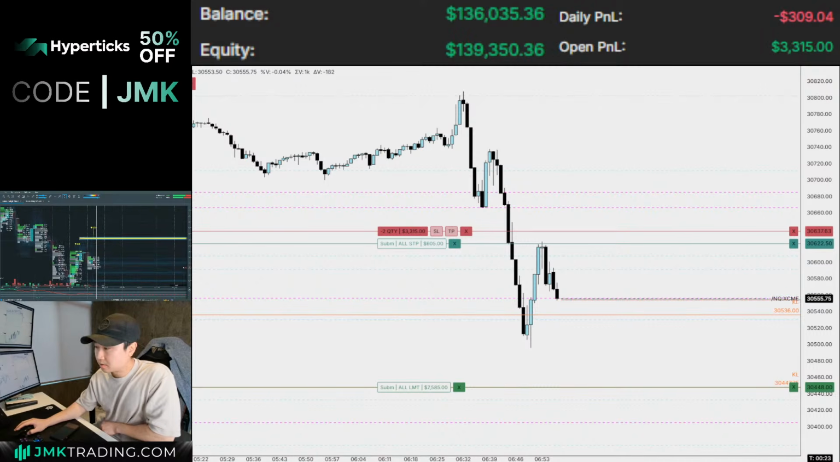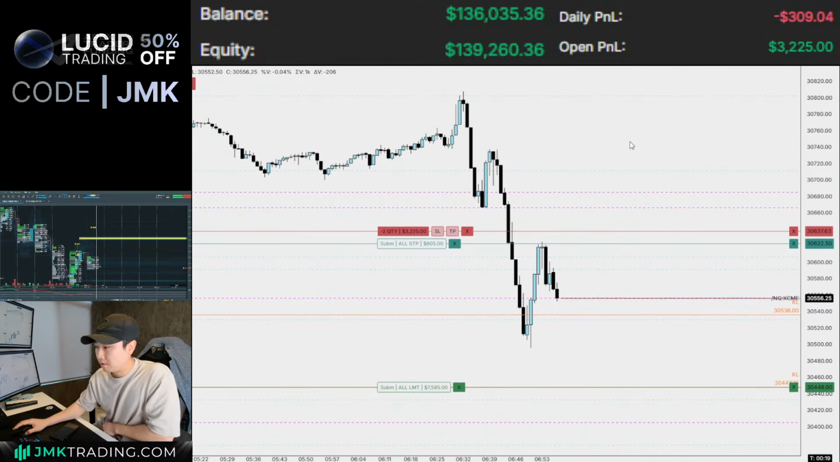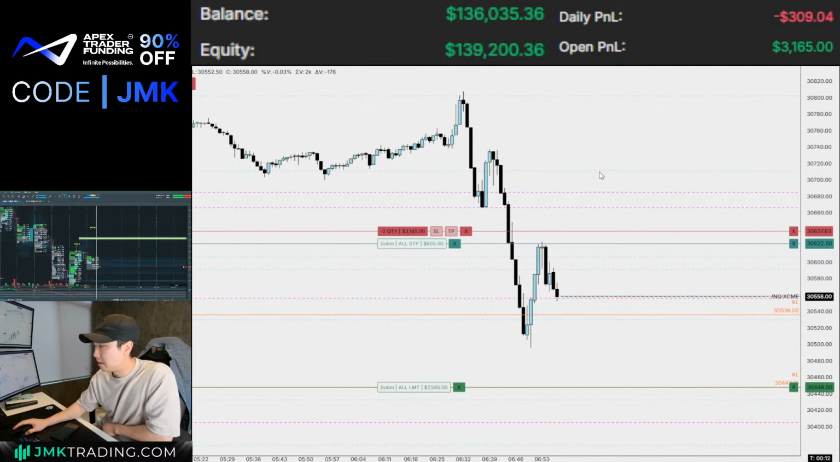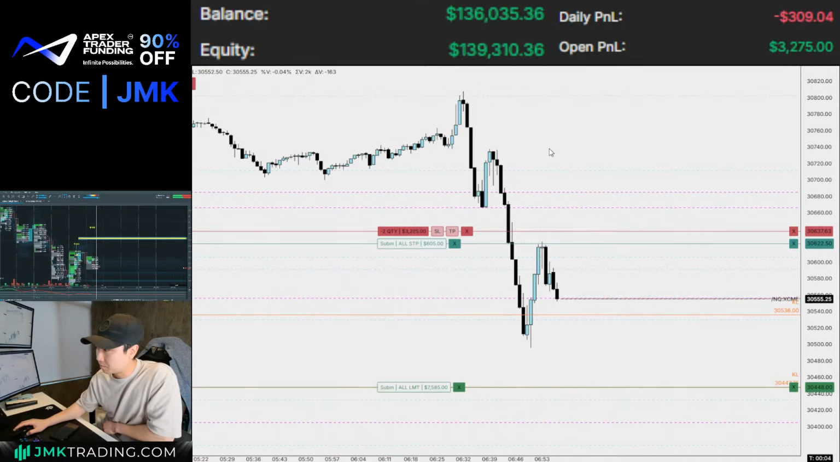What's the rules for Hypertix? Which account? This one is the Instant Funded Pro Plus. It's pretty much a flex account, except it has a daily loss limit, and the daily loss is a hard breach. So you got to be very mindful of that, but the daily loss limit is pretty big. 2,500.